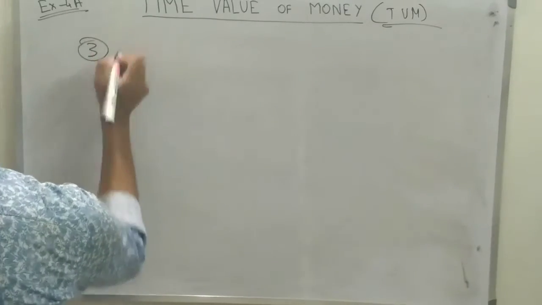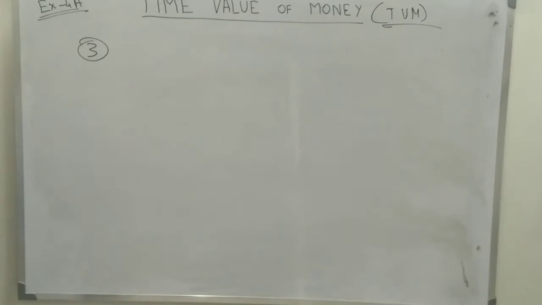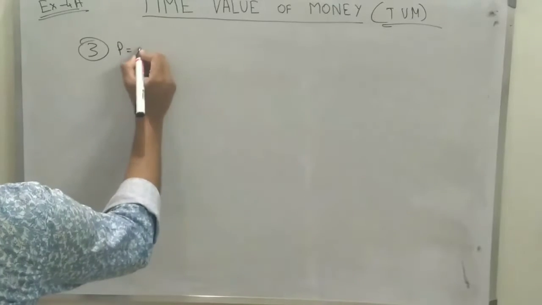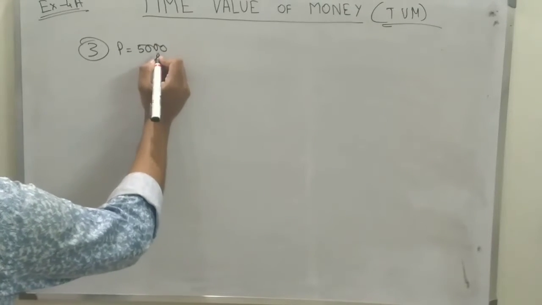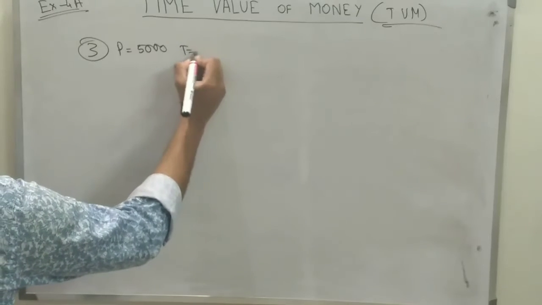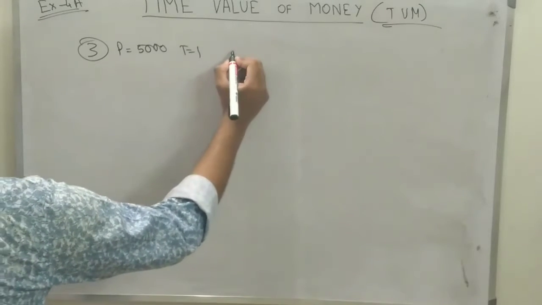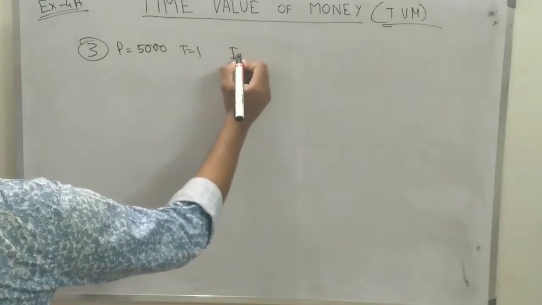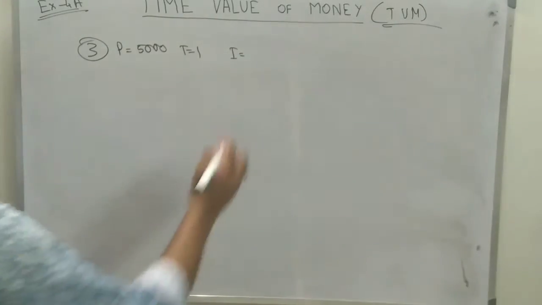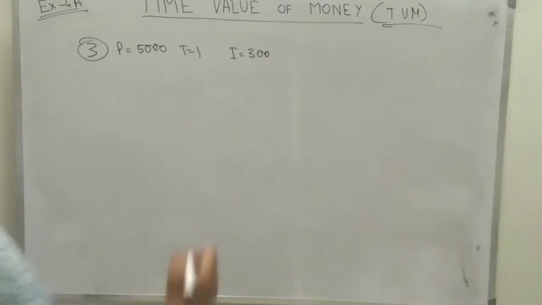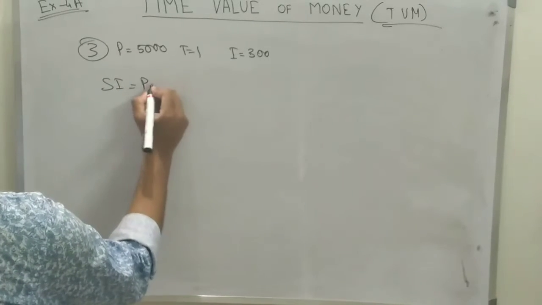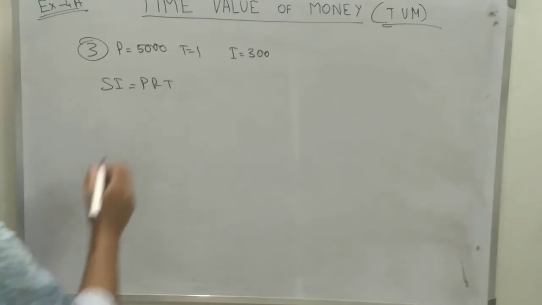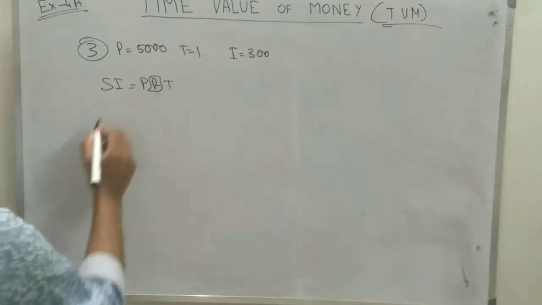Now question number 3. Here it is said that P is equal to 5000, T is equal to 1, and the simple interest, that means only the interest amount, is given, it is 300. You have to calculate the rate of interest. So what is the formula? Simple interest is equal to PRT. You have to calculate R.